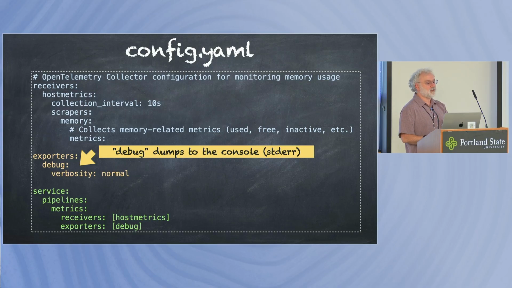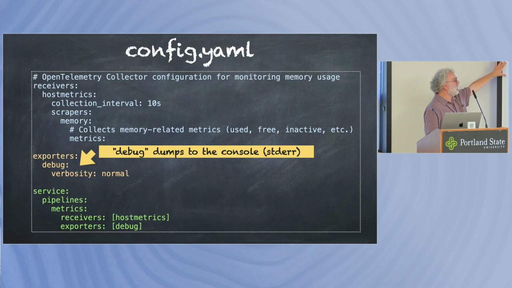This one has three parts to it. If you notice with YAML, indentation matters. At the top, we have receivers with some subordinate parts, and then we have exporters and we have service. So you can tell at a glance, we have three parts here. And we're going to see this over and over again.